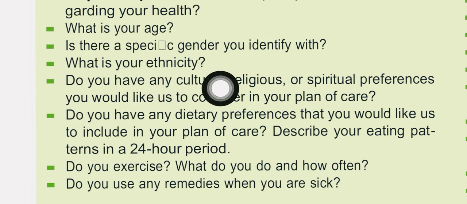What is your ethnicity? Do you have any cultural, religious, or spiritual preferences you would like us to consider in your plan of care? Everyone has their own religious, cultural values. Then we have to focus on that and we have to ask if they need. Do you have any dietary preferences that you would like us to include in your plan of care? Describe your eating patterns in a 24-hour period.